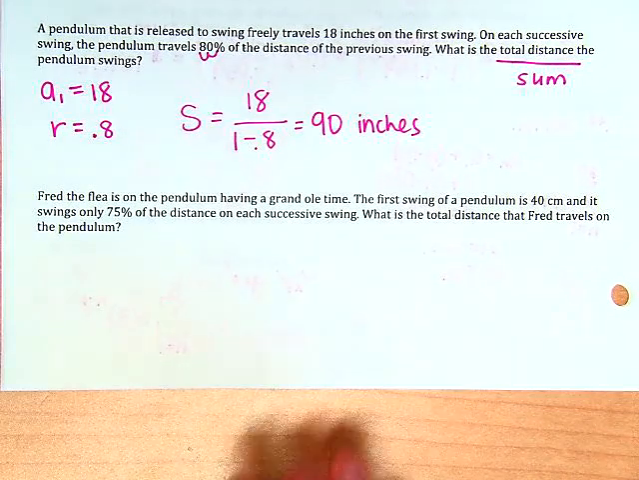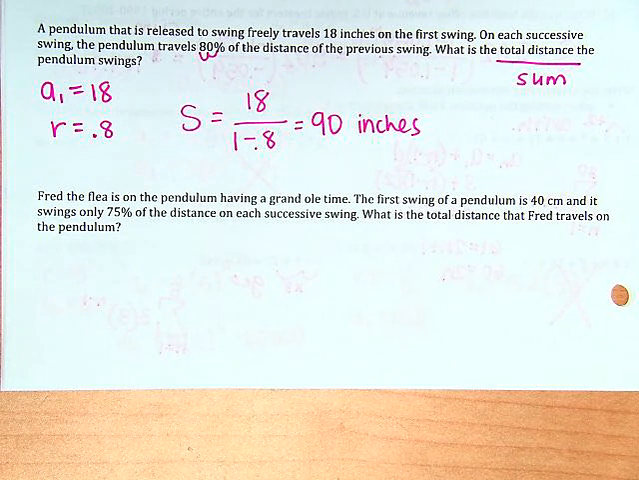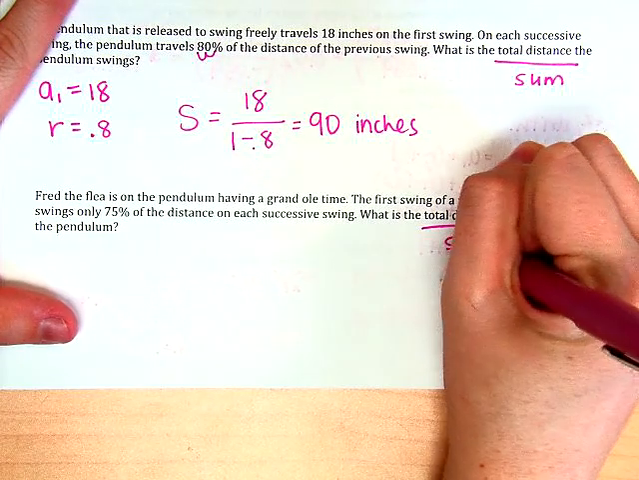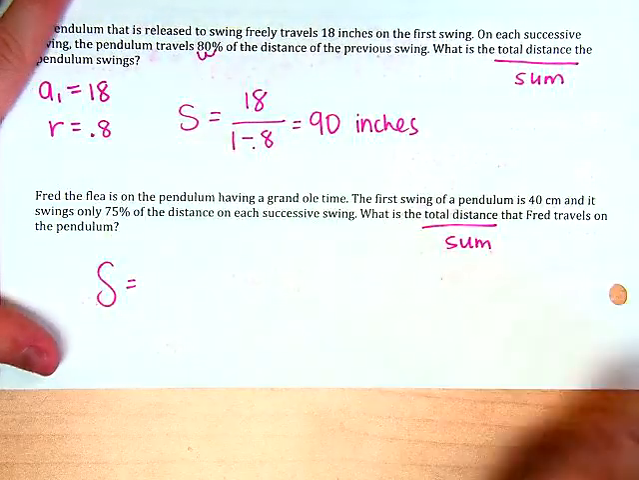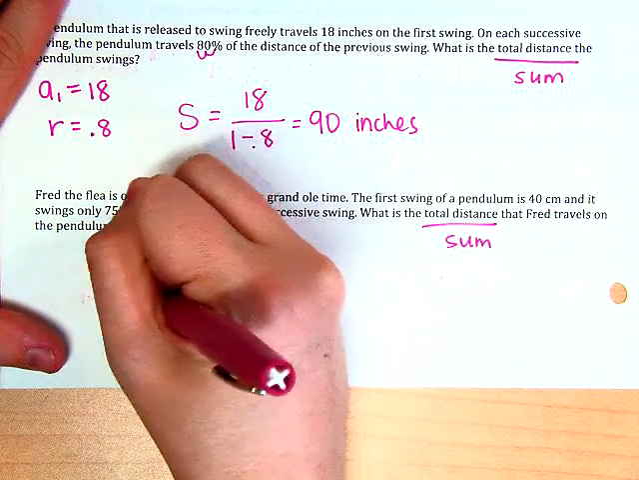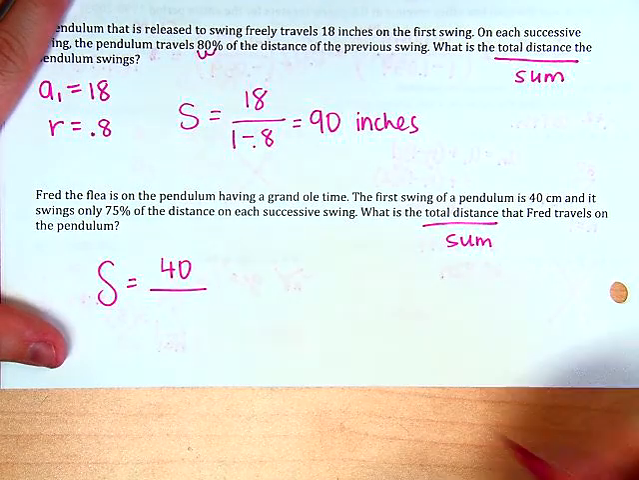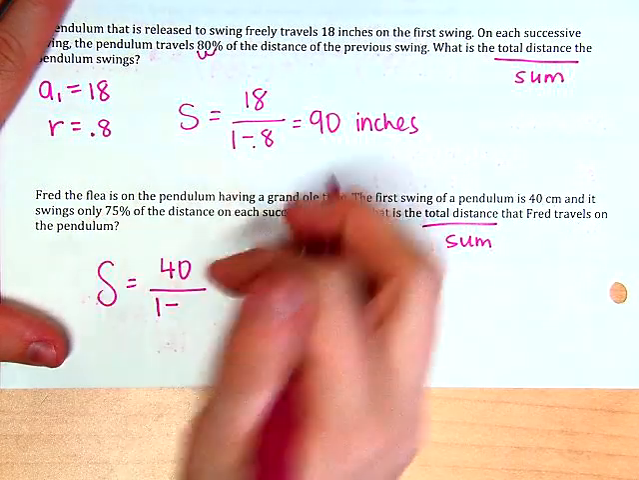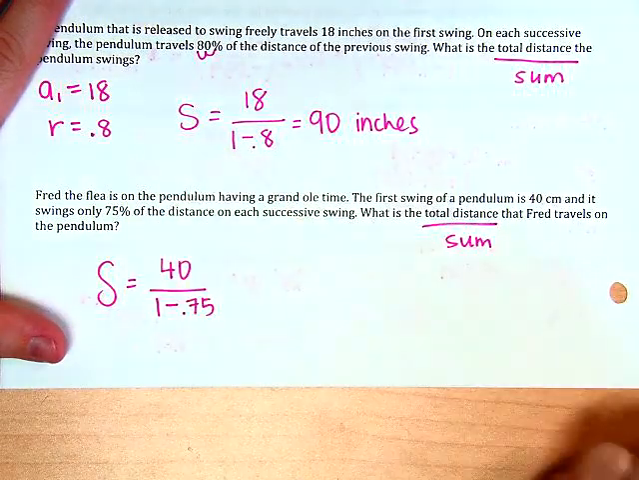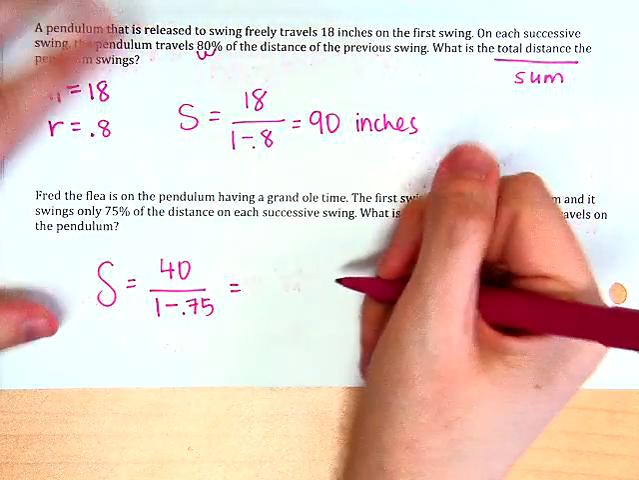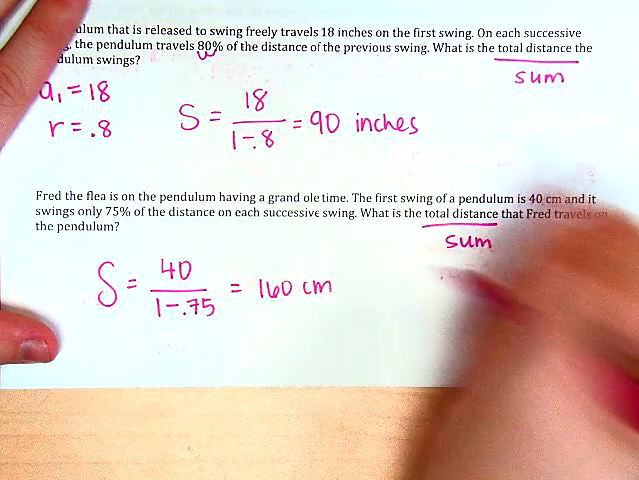One more today. Fred the Flea is on the pendulum having a grand old time. The first swing of the pendulum is 40, and it swings only 75% of the distance for each successive swing. What is the total distance that Fred travels? Total distance, sum. So for sum, I need my two terms. I need my first term. Said my first term I travel 40. Each successive term I'm only traveling 75%, so 0.75. And then when you do that in your calculator, you should get 160 centimeters.